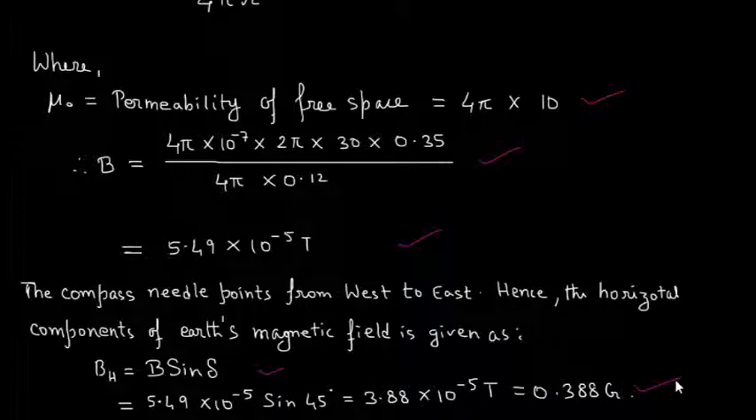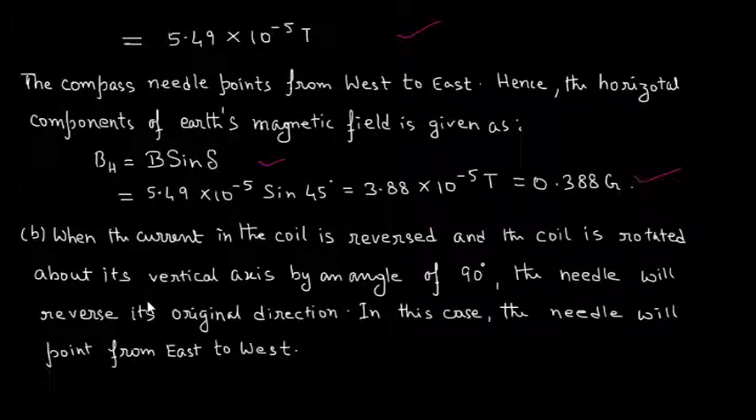Let us see the next part of this problem. B. When the current in the coil is reversed and the coil is rotated about its vertical axis by an angle of 90 degree, the needle will reverse its original direction. In this case, the needle will point from east to west. Let us see the next problem.